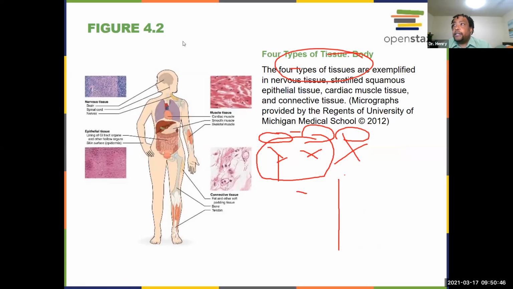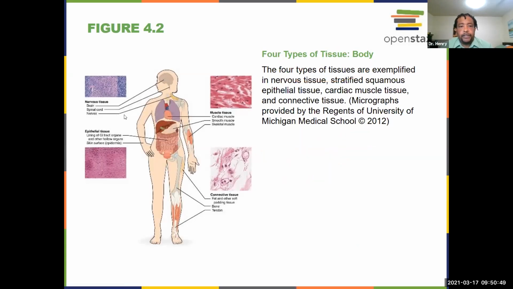Okay, so we talked about the 4 types of tissues. Can somebody remind me what 4 types of tissues we were talking about? The nerve tissue, the muscle tissue, the epithelial tissue, and the connective tissue. Okay, so yeah, those are our 4 types of tissues.